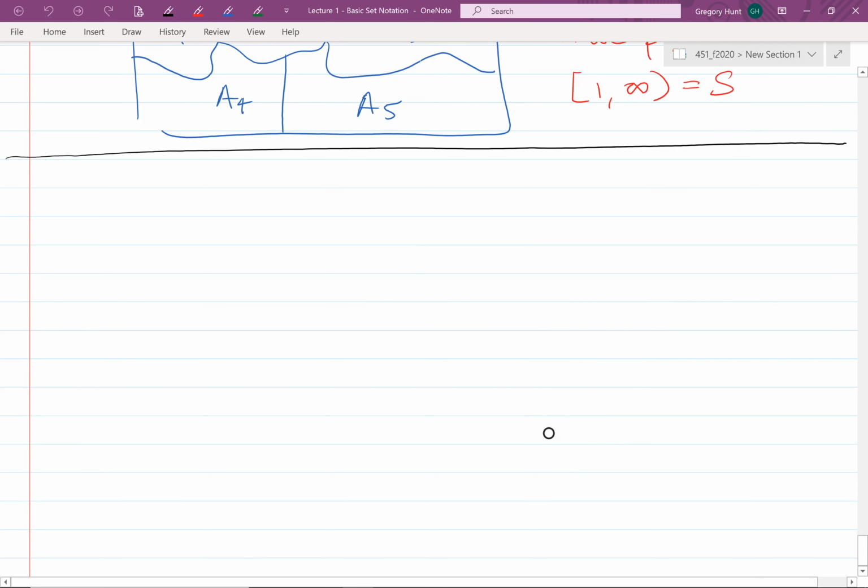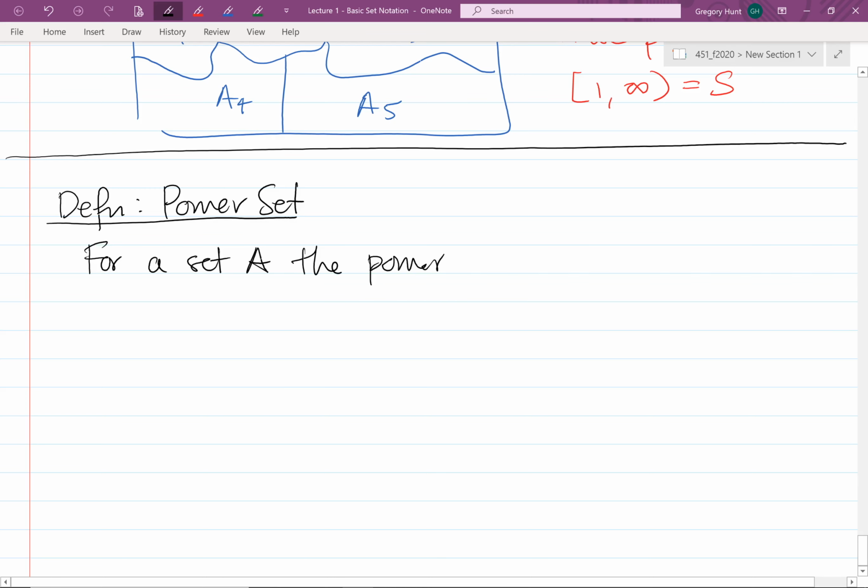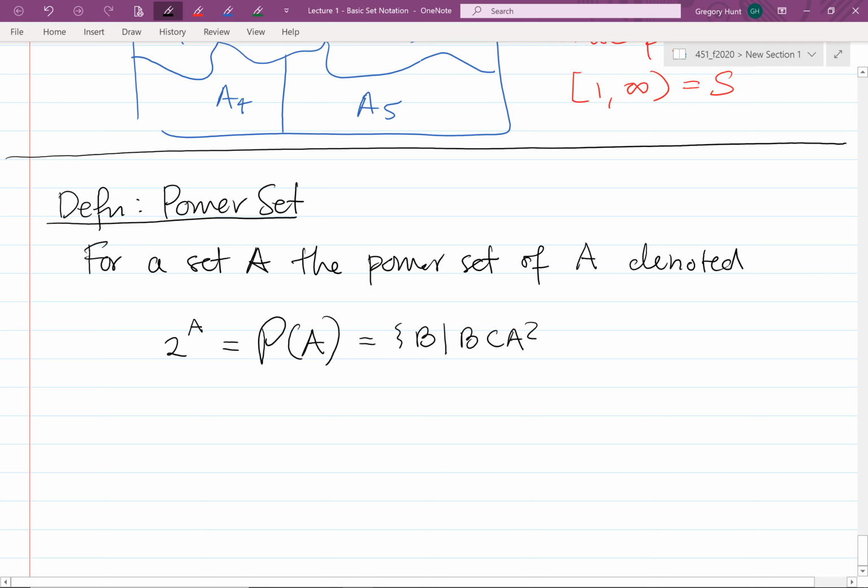Our last definition for the day is going to be of a power set. A power set is just the set containing all subsets. So for a set A, the power set of A, I'm going to denote this two ways: either P of A, or alternatively, sometimes people denote it as 2 to the A. This is where we get the term power from, and we'll talk about that notation briefly. The power set of a set is the collection of all sets B that are subsets of A. So it's the collection of all subsets of A.